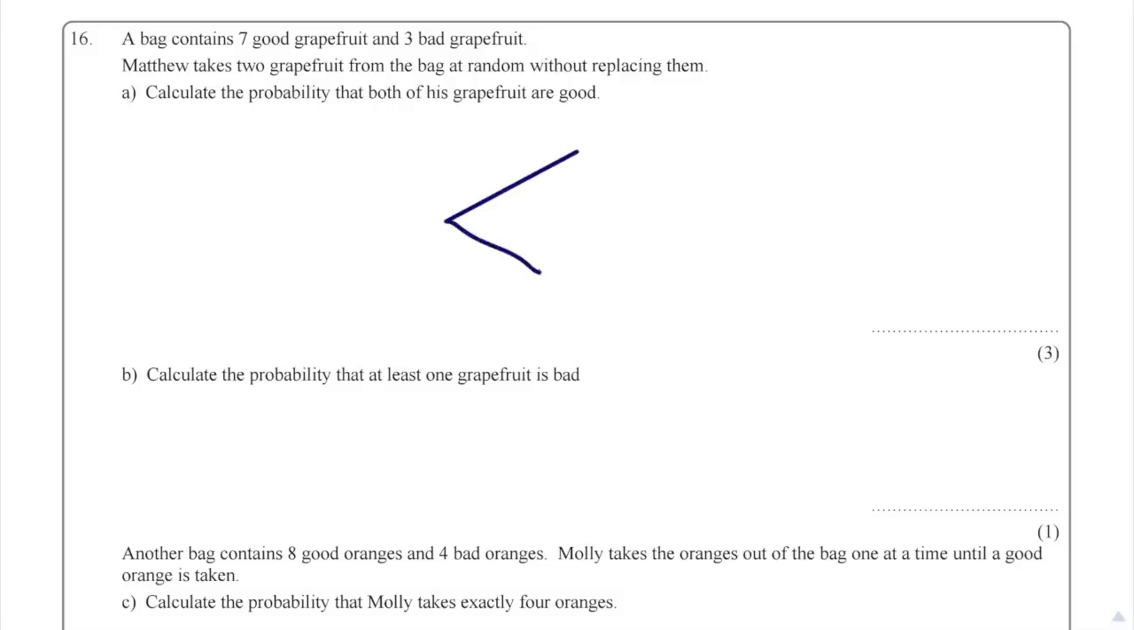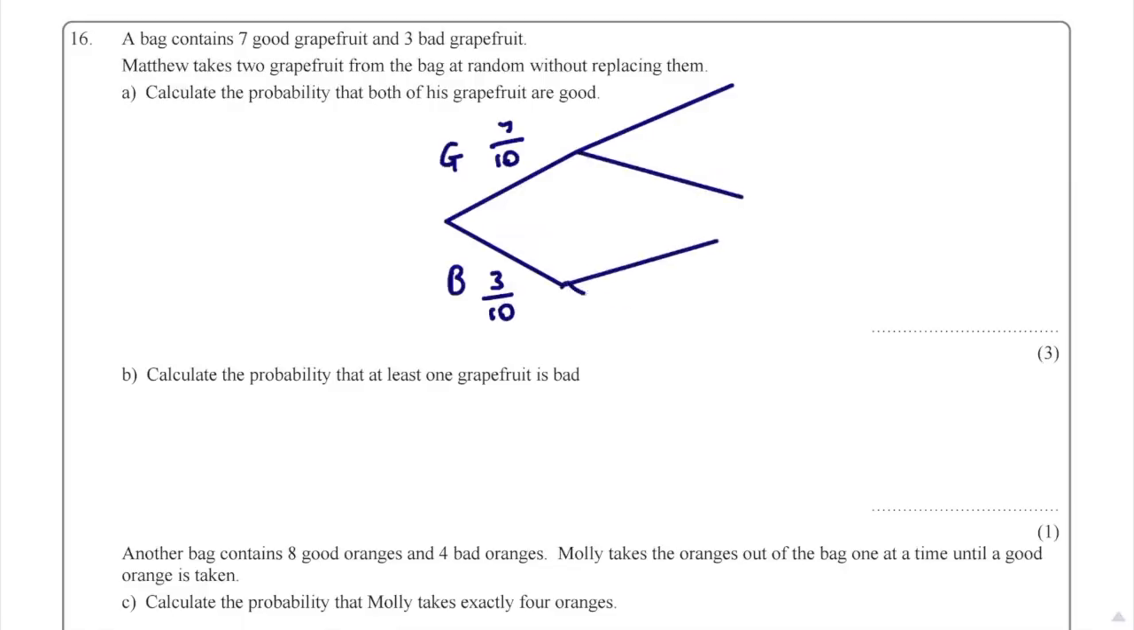So we're going to have 2 branches. We're going to have good grapefruit, which I'll call G, and bad grapefruit, which I'll call B. So the probability of getting good grapefruit is 7 tenths, and the probability of getting bad grapefruit is 3 tenths. So that's the probability of him taking 1 grapefruit from the bag.